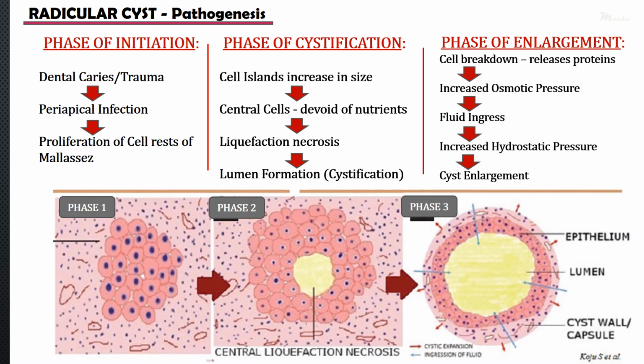So, the phase of initiation, phase of cystification and phase of cyst enlargement are the three essential components to describe the pathogenesis of radicular cyst.